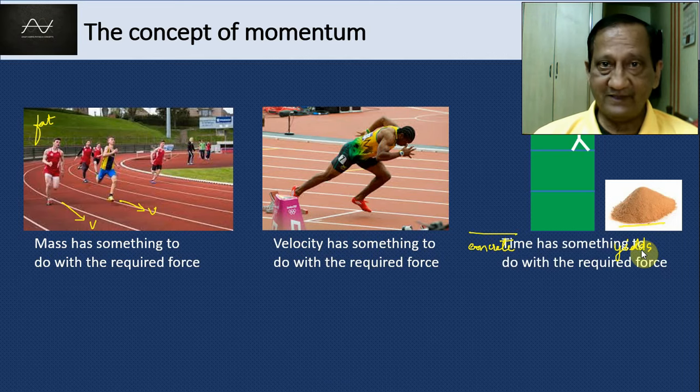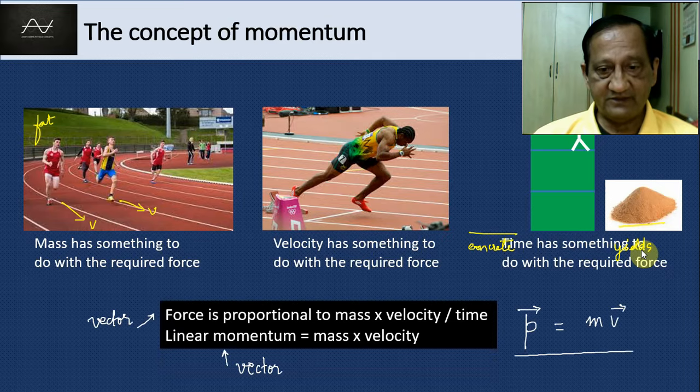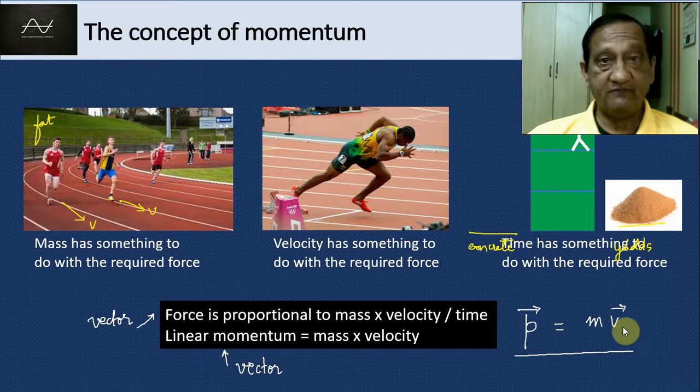Putting it all together, force is proportional to mass into velocity upon time. And the mass into velocity term is called momentum. It's a vector written as P, mass into velocity. The direction of the momentum of a body is the same as the direction of the velocity of the body.